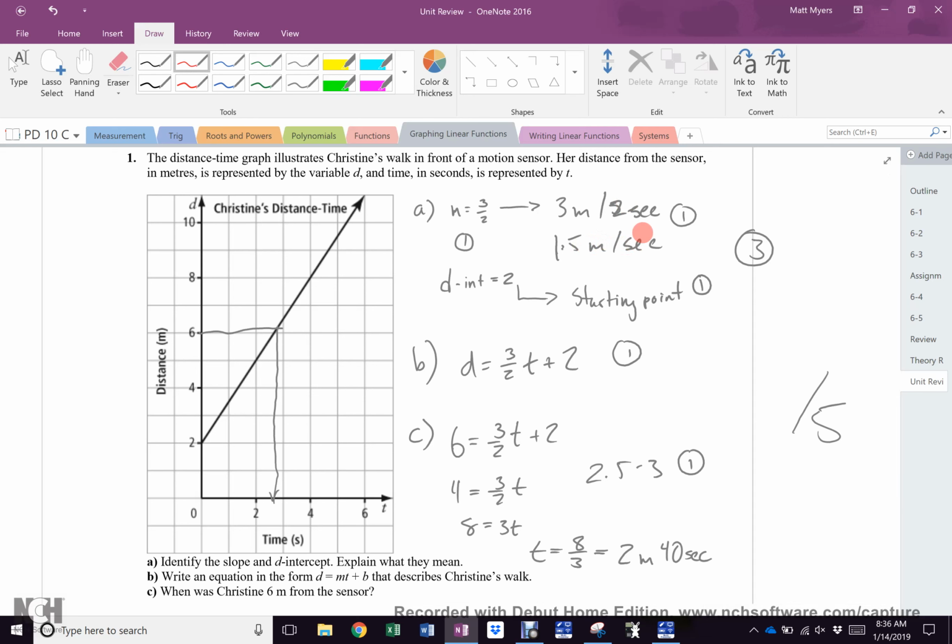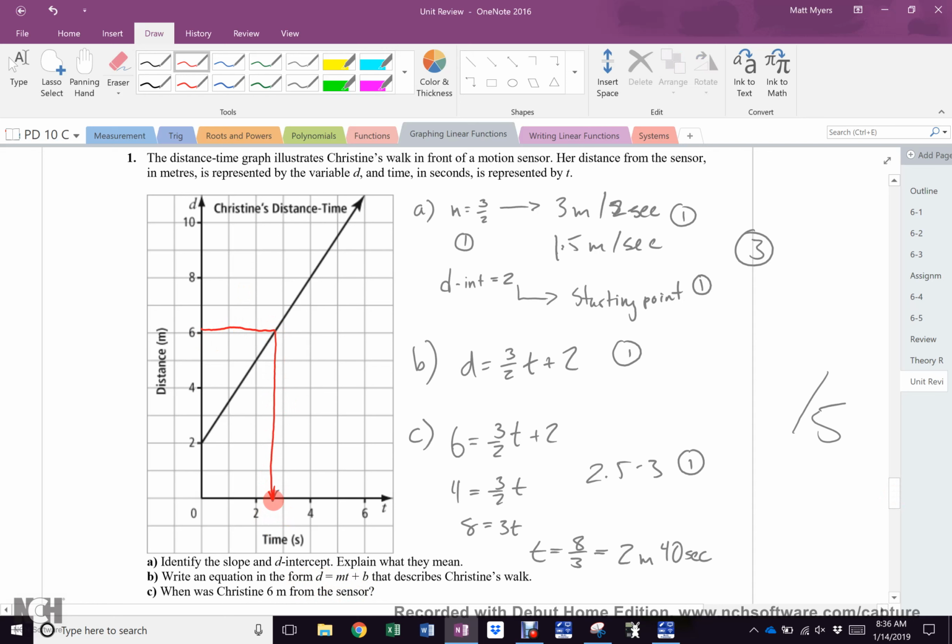And then, of course, since you had a slope and a d-intercept, you could just write it in slope-intercept form. And I even told you what that would look like. And then lastly, there were a couple of options. Some people like to use the graph. 6 meters, they go across to here, then they go straight down there, and they say, oh, it's between 2 and 3. Slightly past 2.5.